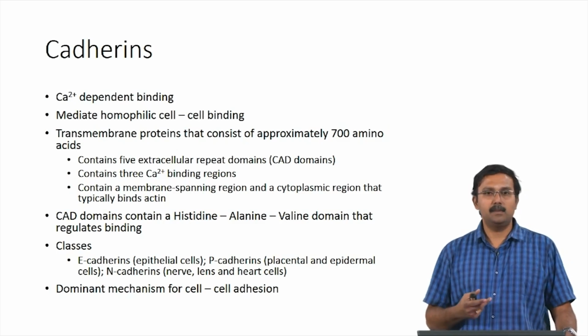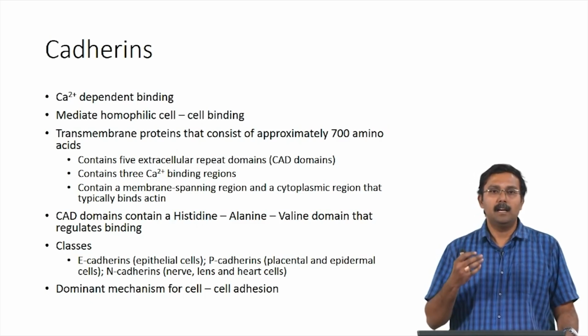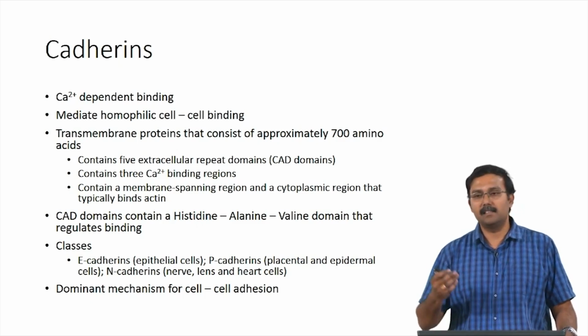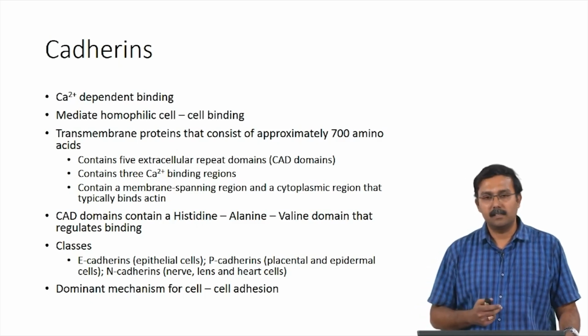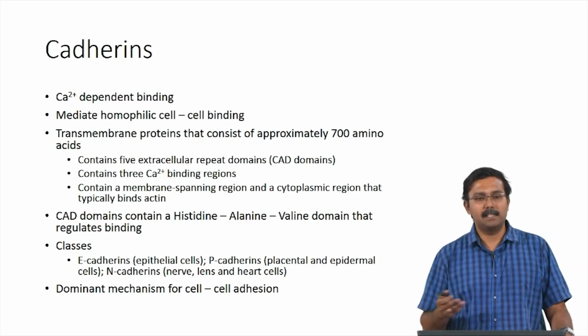You have E cadherins, which are the epithelial cadherins, P cadherins, which are placental and epidermal cadherins, and N cadherins, which are seen in nerve cells, lenses, and heart cells. This is the most dominant mechanism for cell-cell interactions.